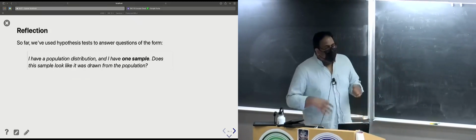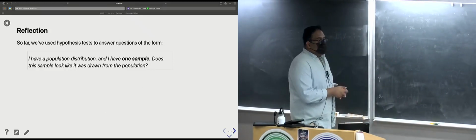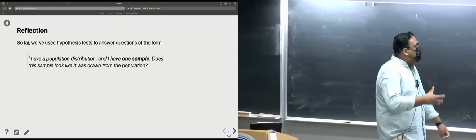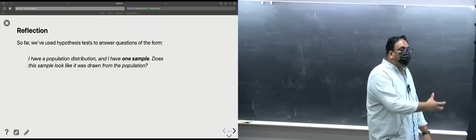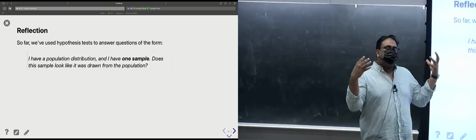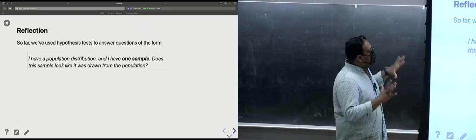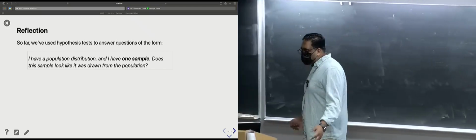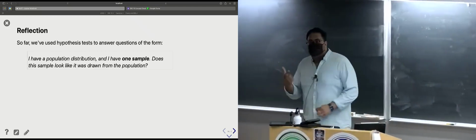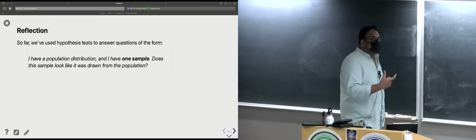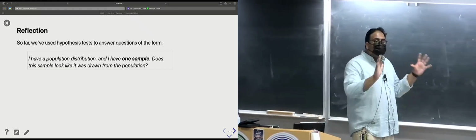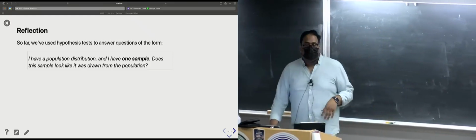Okay, so let's take stock of what we've done so far, right? Ever since we introduced the Robert Swain, Alabama example, all of the hypothesis tests, even before we called them that, they all were meant to answer a question of this form. I said, I have a population distribution, and I have one sample. Does this one sample look like it was drawn at random from the population? Every question we've answered so far has been of this form.